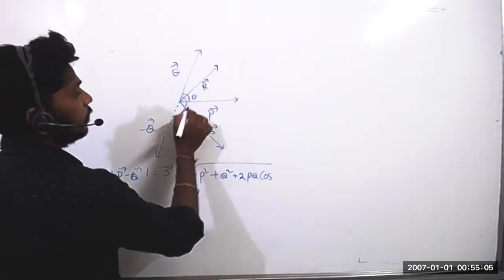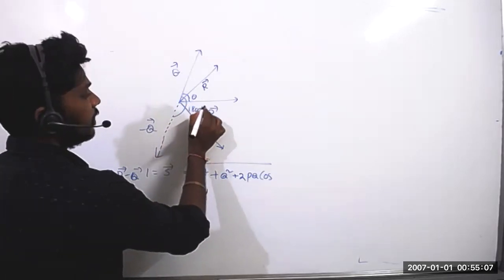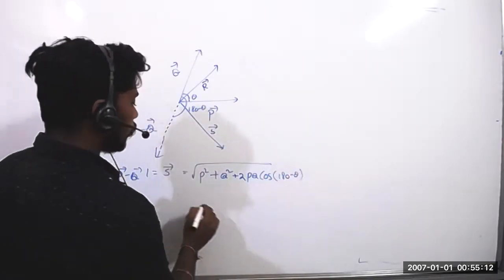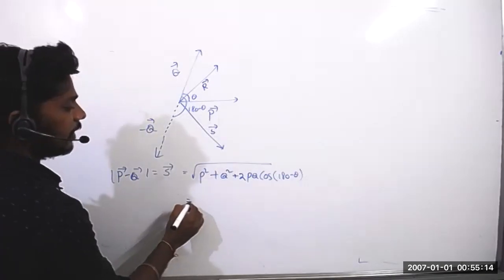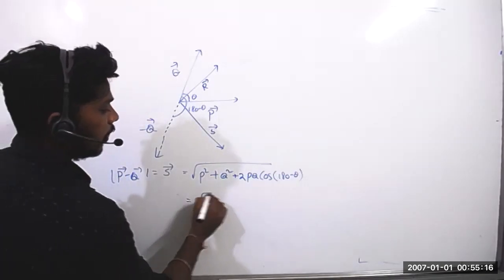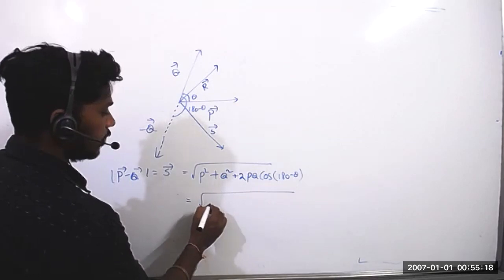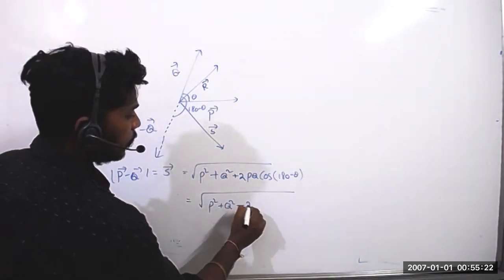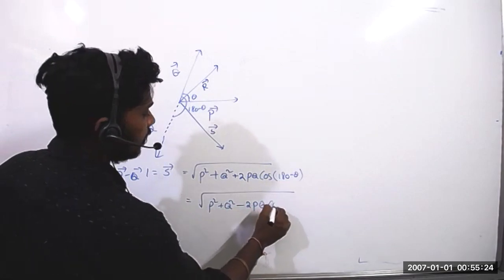180 minus theta. So cos of 180 minus theta is minus cos theta. So it becomes P square plus Q square minus 2PQ cos theta.